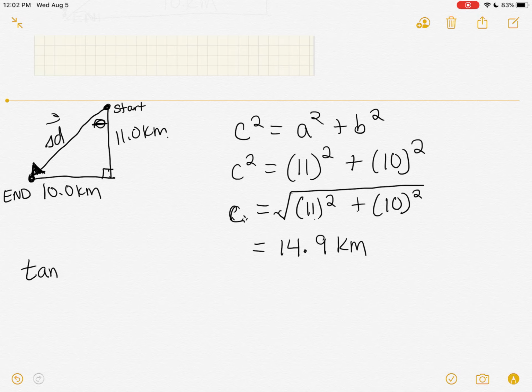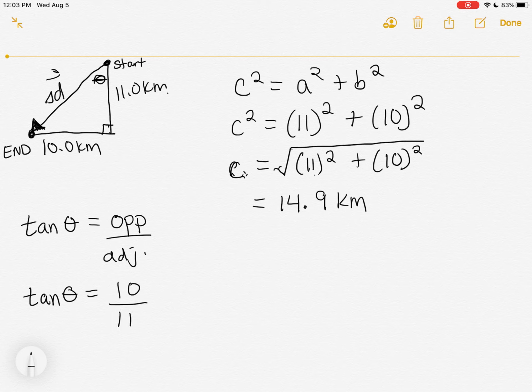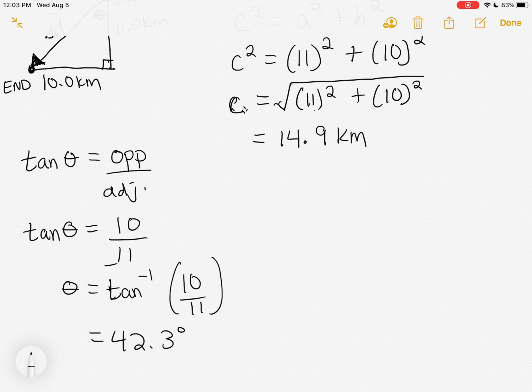To calculate that angle, I would use tan. So tan of theta is going to be my opposite over adjacent. My opposite side is going to be the 10 kilometers. My adjacent side is the 11 kilometers. So my tan theta is going to be 10 over 11. So then theta is going to be my tan inverse of 10 divided by 11. And that angle is going to give me 42.3 degrees.